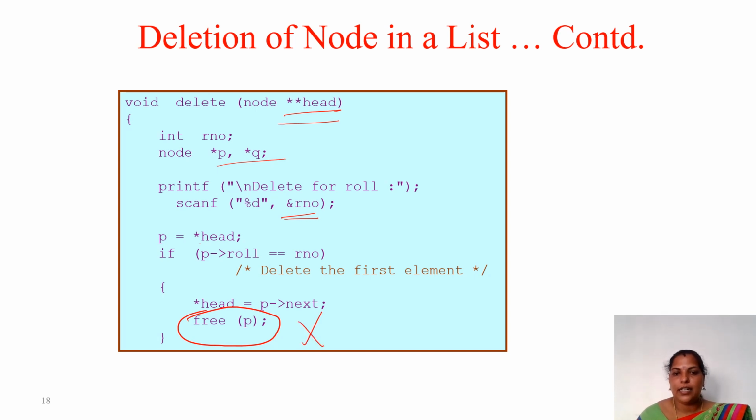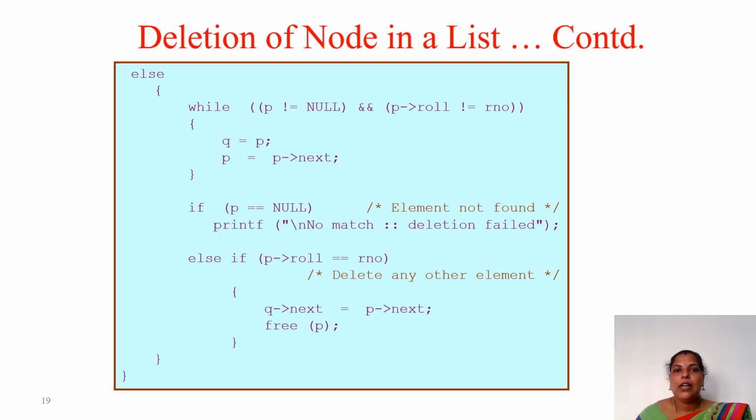So free is a function. Already you have to know it is a built-in function. It is to free the space allocated for a node. So we are just freeing P. Else, if the condition is not satisfied, then we are checking the condition that P not equal to null and P point to roll number not equal to roll number. The same condition we checked in the insertion part also. If this condition is true, then we are assigning P to Q and P points to next we are assigning to P. And if no element is found, we are just telling that deletion failed.